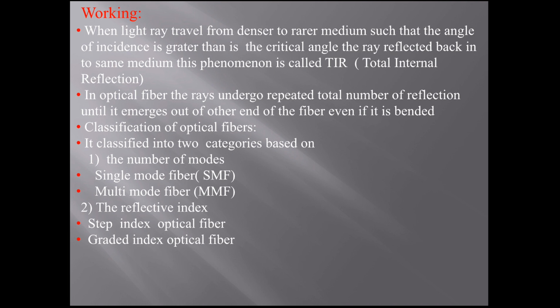The classification of optical fiber: it is classified into two main types. The first is on the basis of number of modes, and the second is on the basis of refractive index. On the basis of number of modes, it is again divided into two subtypes. The first one is the single mode fiber, shortly called SMF, and the second one is the multimode fiber, called MMF. On the basis of refractive index, it is again divided into two subtypes. The first one is the step index optical fiber and the second one is the graded index optical fiber.